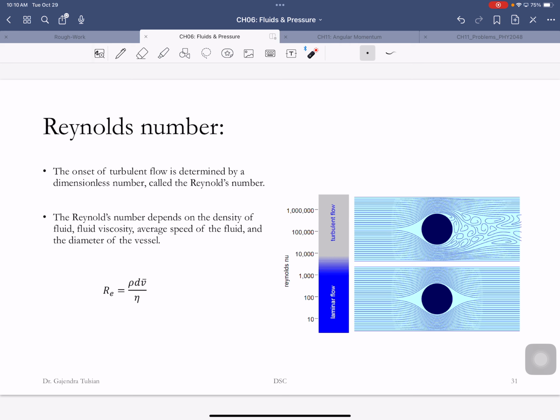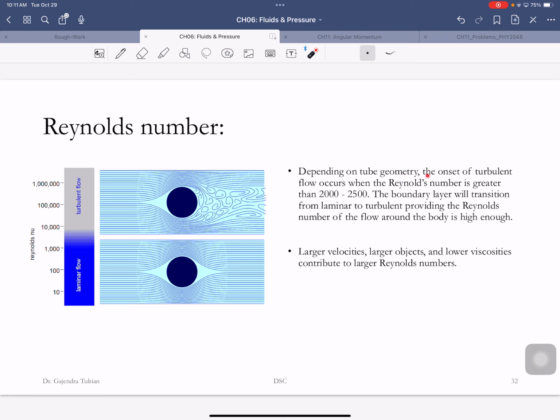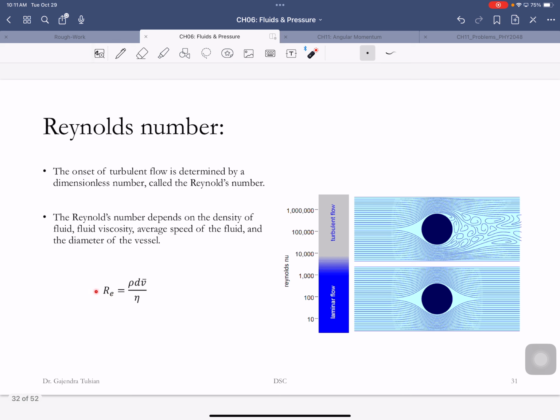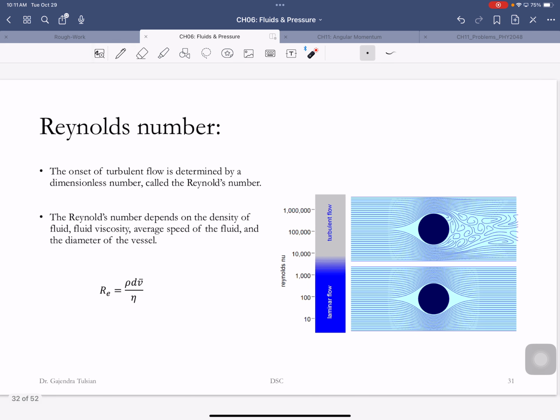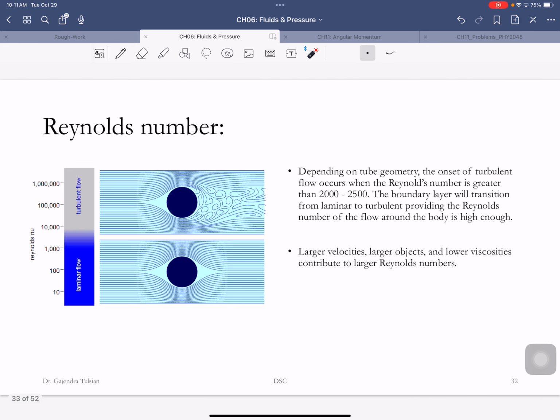Depending on tube geometry, the onset of turbulent flow occurs when the Reynolds number is greater than about 2,500. When this number is greater than 2,500, turbulence will set in and resistance increases. Again, the Reynolds number is density, diameter, and average velocity divided by viscosity. Larger velocities, larger objects, and lower viscosity contribute to larger Reynolds numbers.